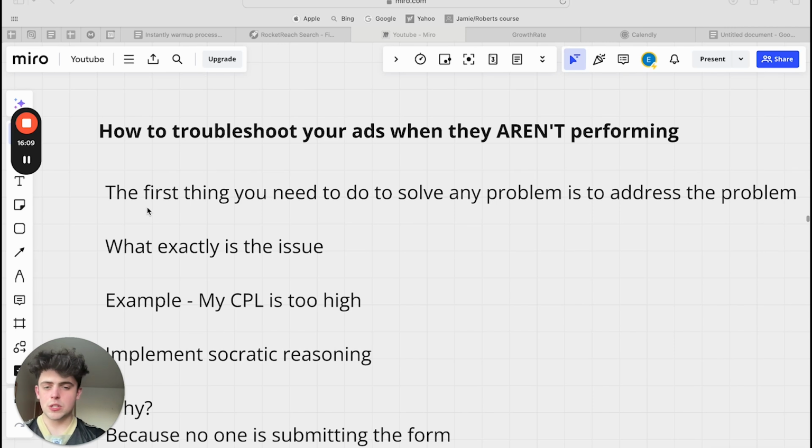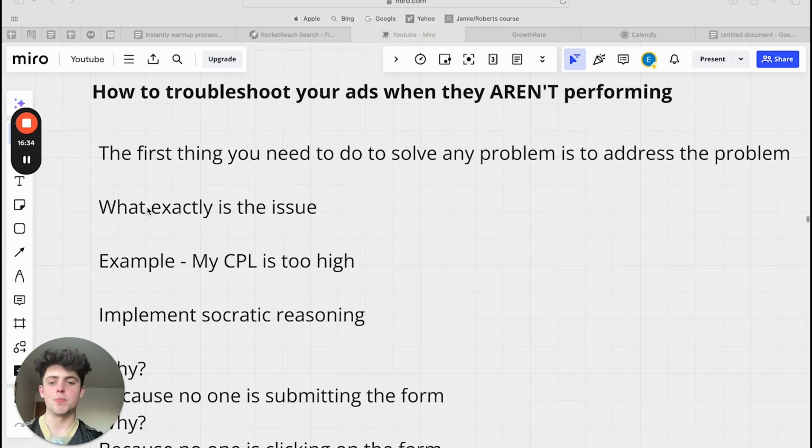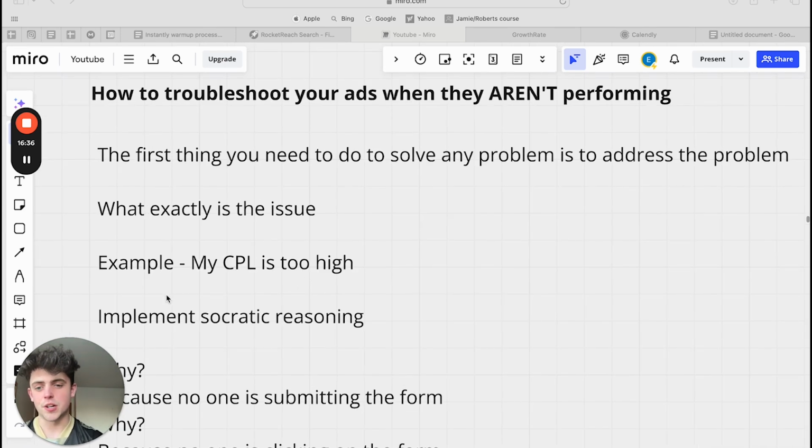So how do you actually troubleshoot your ads when they aren't performing? This is something that happens. People have absolutely no idea coming into it, and they launch the ads with an awful strategy, and of course they don't perform. And because they didn't know what they were doing initially, they don't know how to fix things whenever they go wrong. So the first thing you need to do to solve any problem is to address the problem. Actually pinpoint what's wrong and why. How do we fix it? What exactly is the issue? For example, my cost per lead is too high.